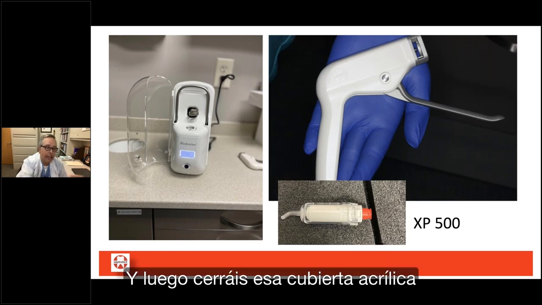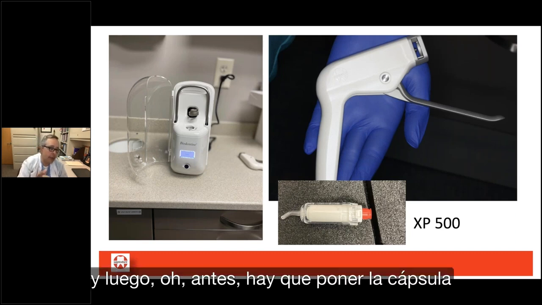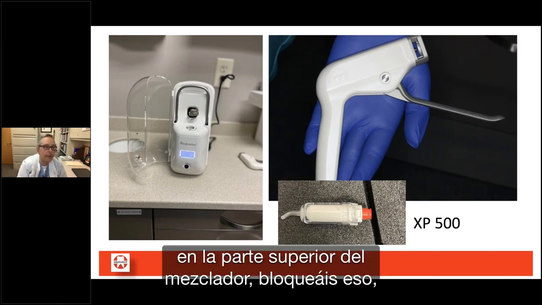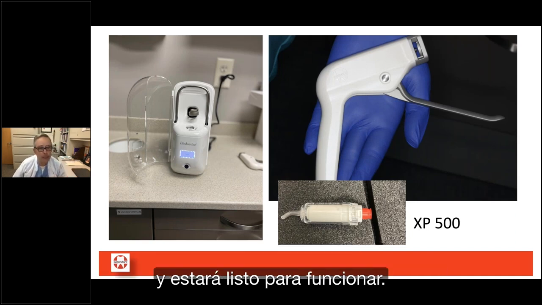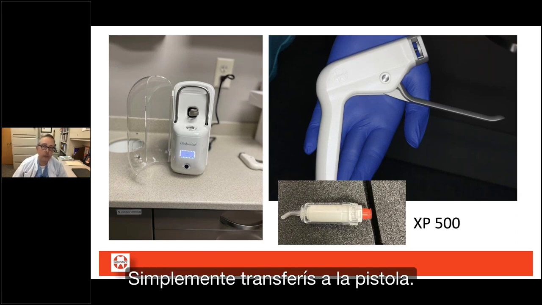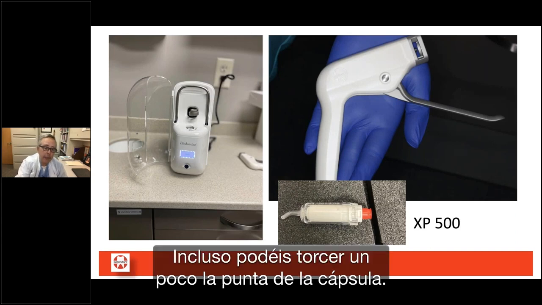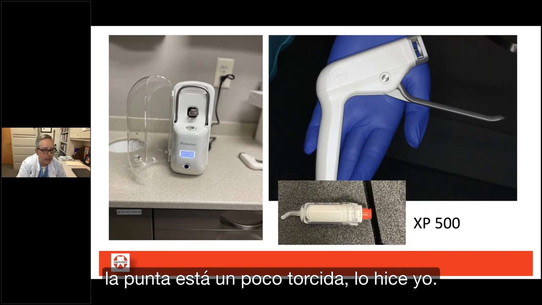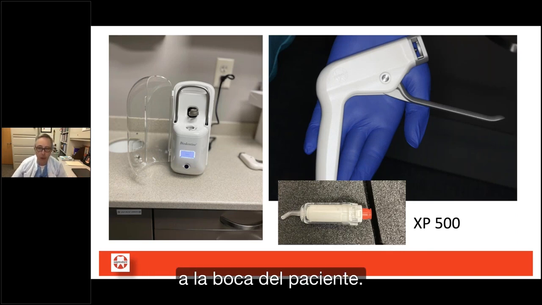Then you close that acrylic cover, and then you need to put the capsule in the upper portion of the mixer. You lock that, close that door, and then you push the button and start, and it's ready to go. You just transfer it to the gun, and I will have a couple of pictures later. You can even twist the tip of the capsule a little bit. You can see in this picture, the tip is a little bit bent. I did it, so it's a direct transfer from the mixer to the patient's mouth.